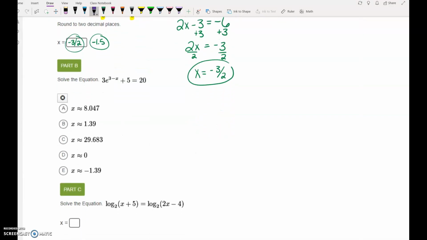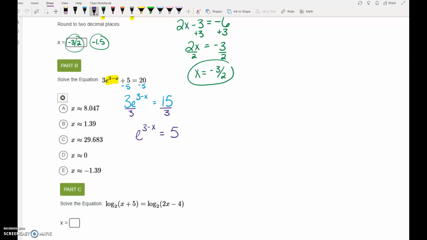Okay, part B. Solve the equation 3e to the 3 minus x minus 5 equals 20. We need to get the thing that has the exponent by itself. So we need to get rid of that 5 on both sides. So we now have 3e to the 3 minus x equals 15. Then we need to divide both sides by 3. So now we have e to the 3 minus x equals 5.